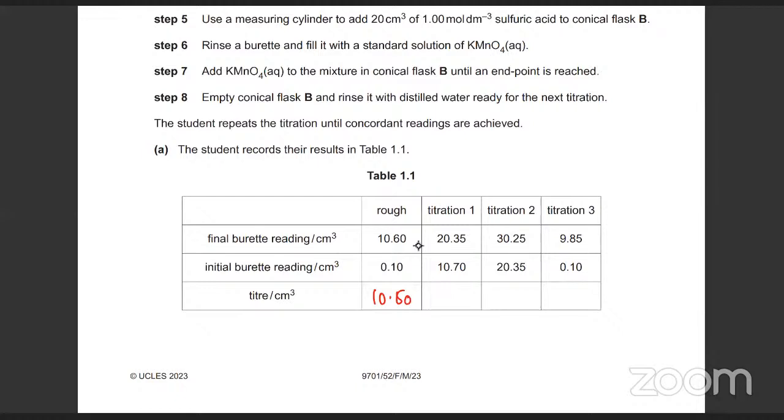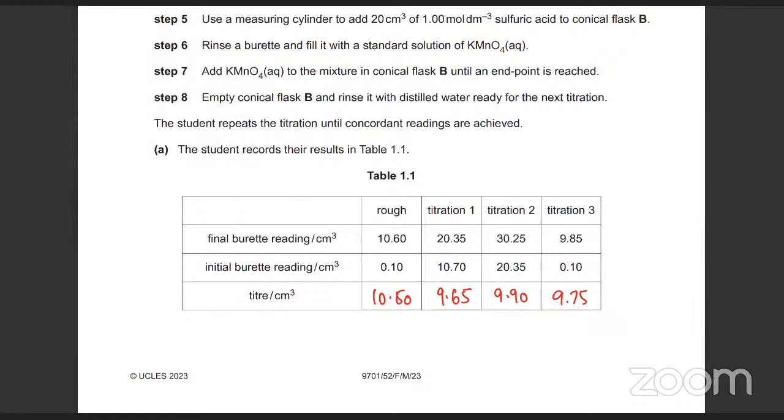What's the amount in the next one? What is 20.35? 9.65. Okay, that's 9.65. So the next one is probably 9.9. Okay, that's 9.9. And the last one is I think 9.75. So which titrations are your best results?